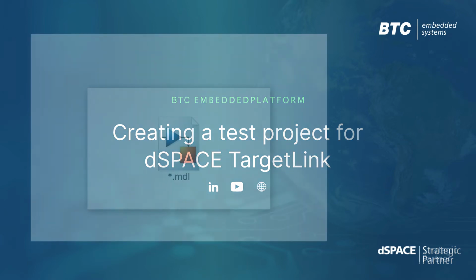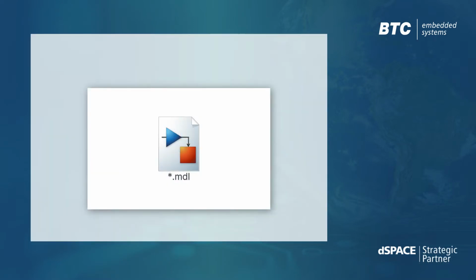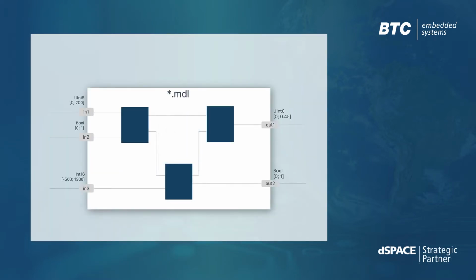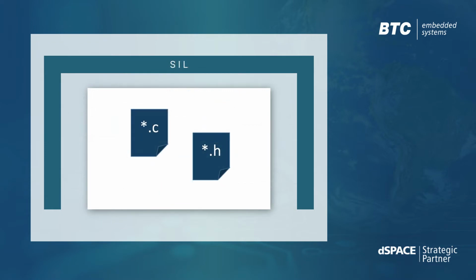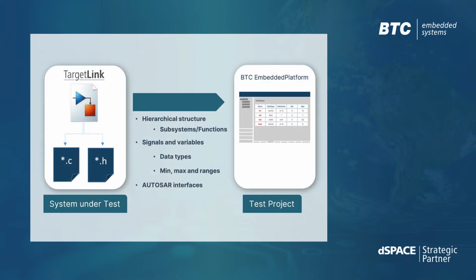Setting up a test project in a model-based environment can often be a time-consuming task. In addition to providing considerable information about the structure and the interfaces of the system under test, we will also need to create test harnesses for different execution levels, like model in the loop or software in the loop. Due to the unique integration with dSPACE TargetLink, this whole process is fully automated in BTC EmbeddedPlatform.